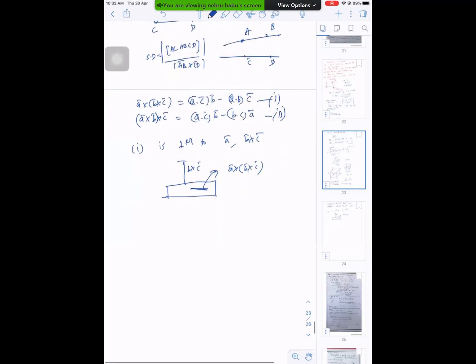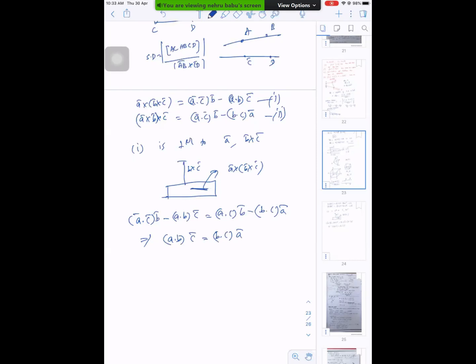But in which case are they equal? What is the condition for them to be equal? If you observe these two things, no doubt if one of them is a zero vector, obviously they are equal. And in the other cases, if we equate both of them, (A dot C) into B bar minus (A dot B) into C bar equals (A dot C) into B bar minus (B dot C) into A bar. So here you are getting (A dot B) into C bar equal to (B dot C) into A bar.